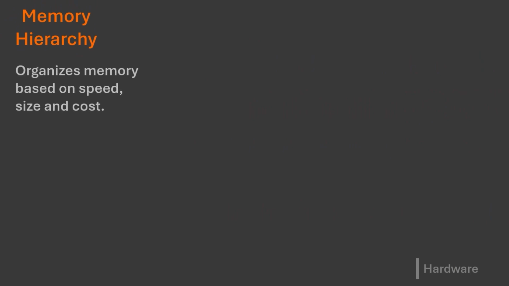So far, we've encountered different types of memory, each with different characteristics and different roles to play. The memory hierarchy is a structure that organizes these different types of memory based on speed, size, and cost. Faster memory is closer to the CPU, but it is typically smaller and more expensive, while slower memory is larger and cheaper. Let's explore the levels.